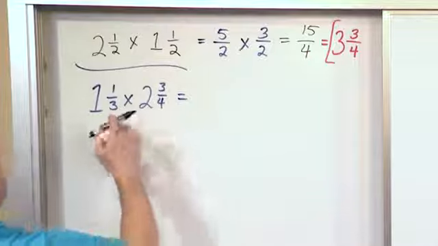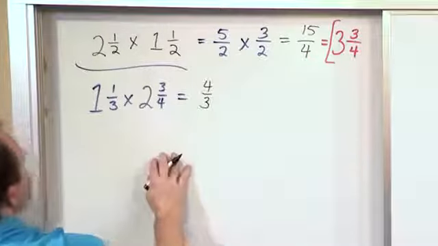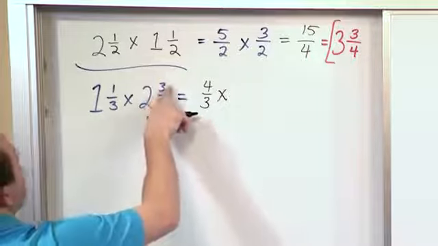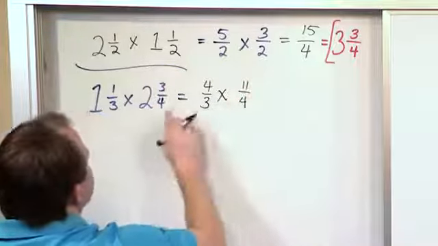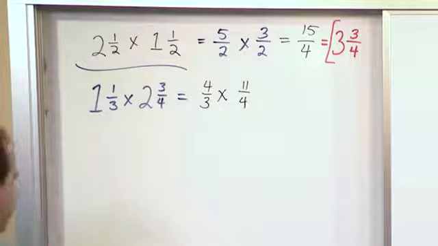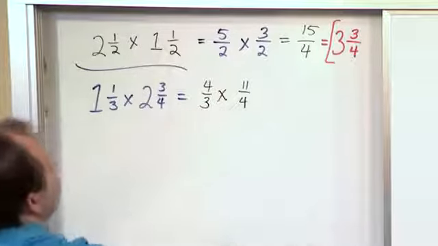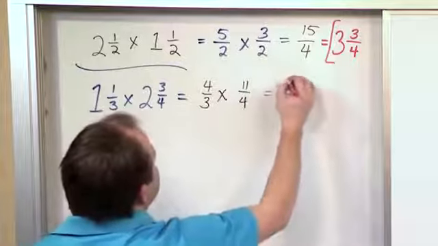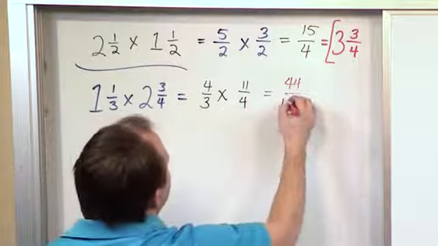Well, 3 times 1 is 3, plus 1 is 4/3. And we're multiplying by 4 times 2 is 8, plus 3 is 11. And that'll be 11 over 4 because we always write it over what's on the bottom. And so whenever we get them into fractional form like this, we just simply multiply the top together. 4 times 11 is 44. And we multiply the bottoms together. 3 times 4 is 12.